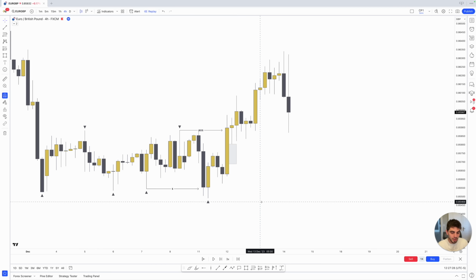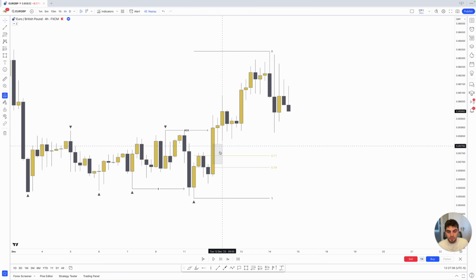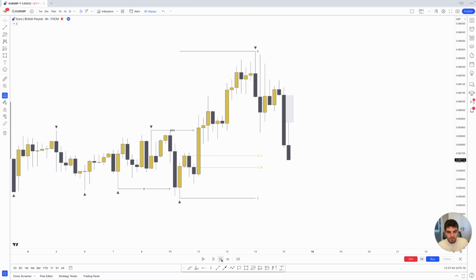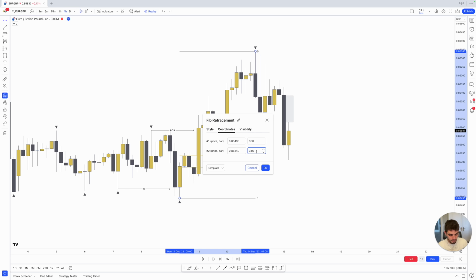Using the strategy that I've taught on this channel already. We go from swing low to swing high. There's an imbalance here. There's an order block here. Very clear market structure, clear opportunity. So what we can do is set an order at the 71% as usual.